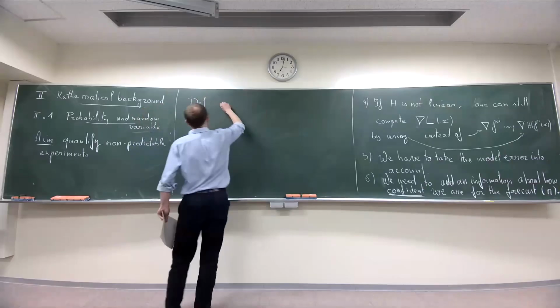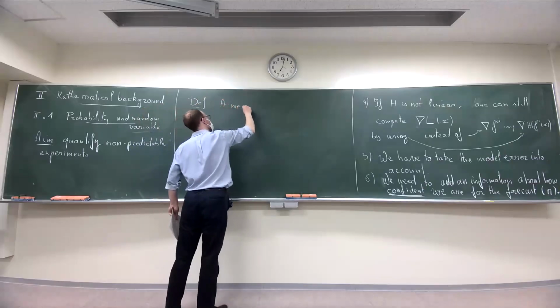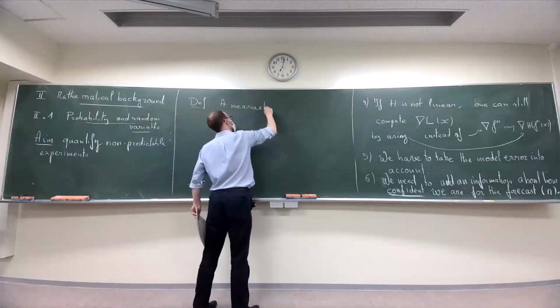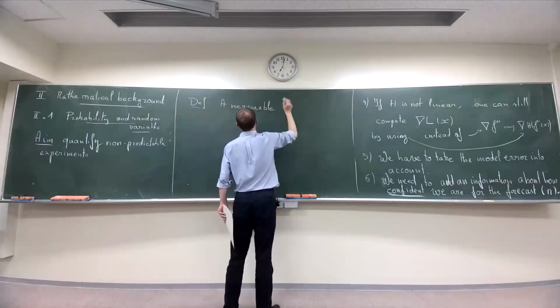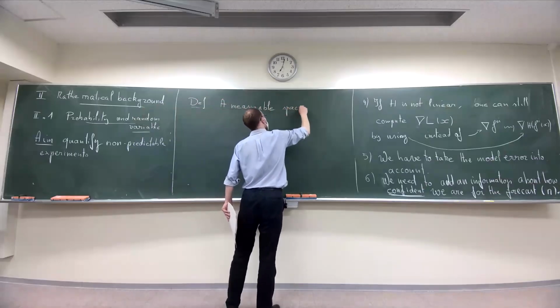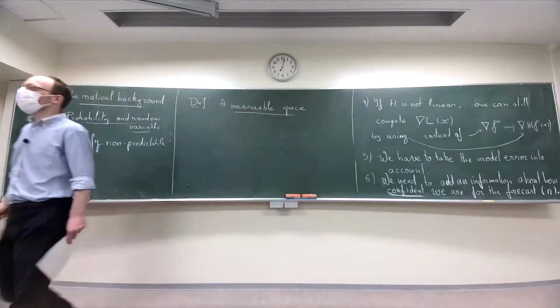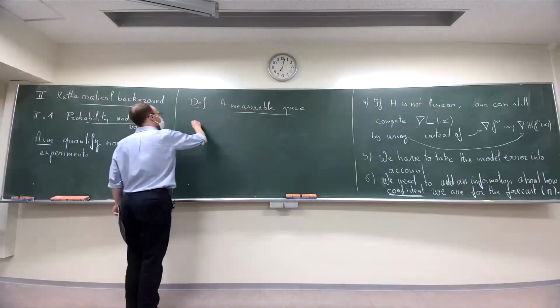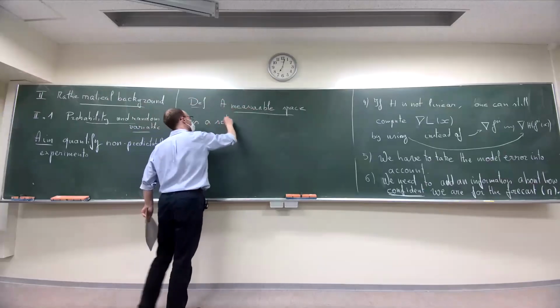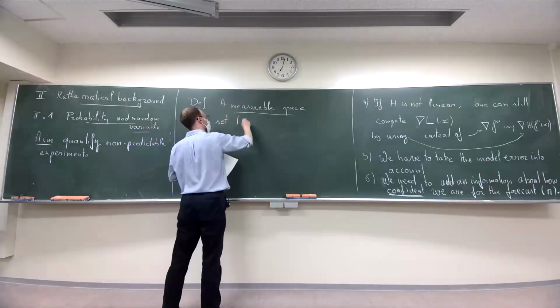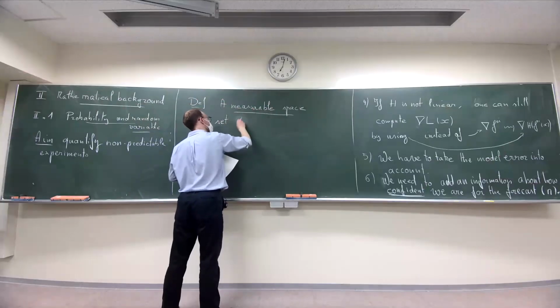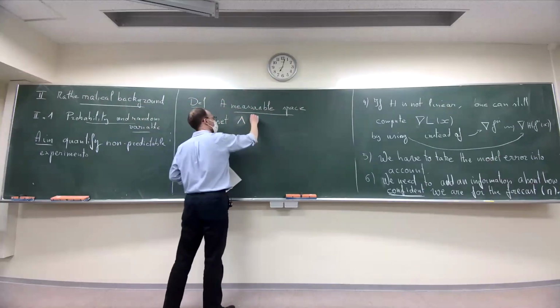So let me start with a measurable space, which I haven't introduced before. In fact, it's very simple. It is a set, which I'm going to call lambda, capital lambda. This is capital lambda.